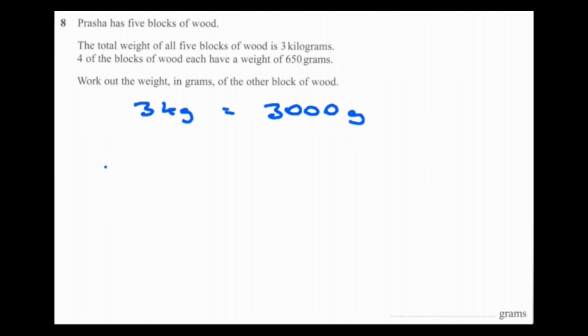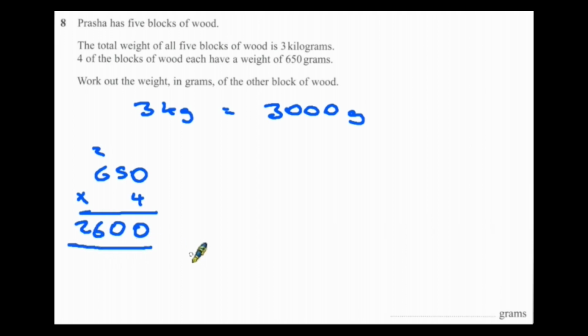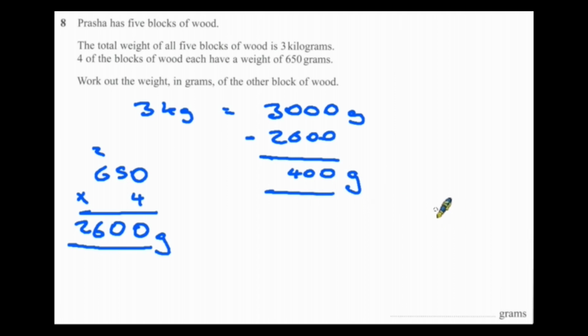We know that 4 of the blocks are 650 grams each, so that's 650 times 4. 4 nothings is nothing. 4 times 5 is 20, carry the 2. 4 times 6 is 24, plus the 2 is 26. So the 4 blocks have a total weight of 2,600 grams. If we take that away from the total, we find that the 5th block of wood must be 400 grams.